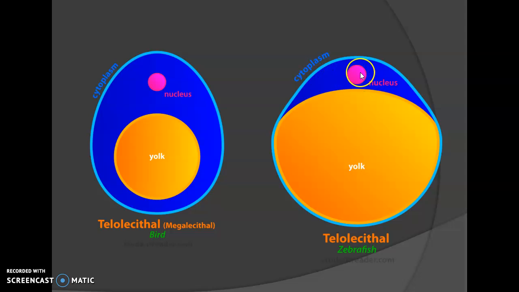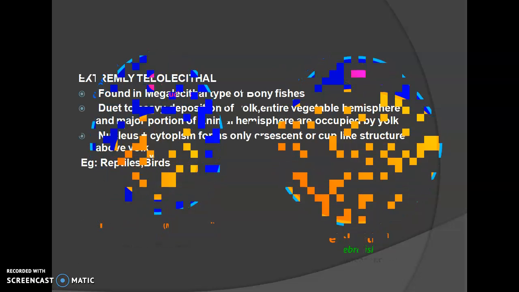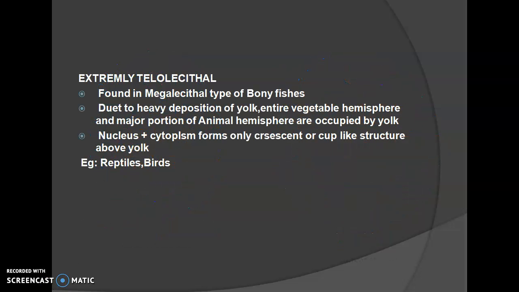Okay, so you can see that the cytoplasm as well as the nucleus is generally shifted to only a small area, though the rest of the areas are fully occupied by what? The yolk. This is generally found in reptiles as well as birds.